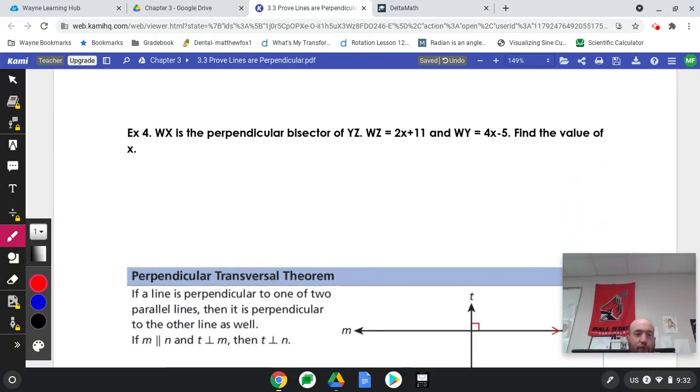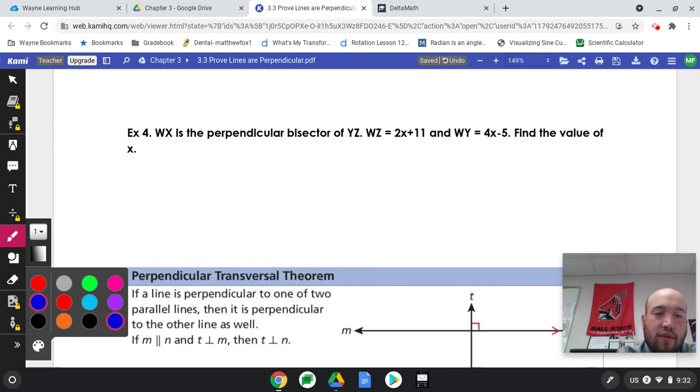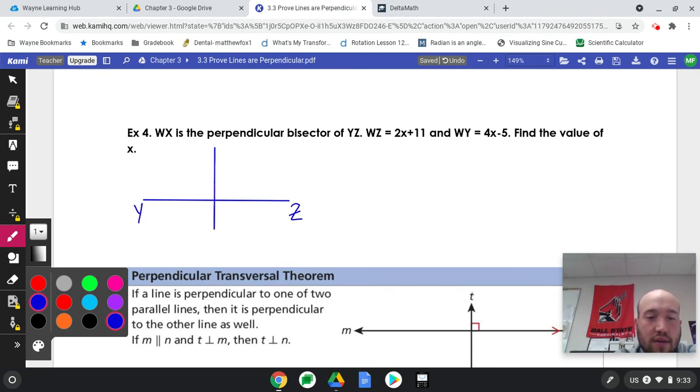All right, example 4, it says WX is the perpendicular bisector of YZ. Okay, so if WX is the perpendicular bisector of YZ, I'm going to draw this situation for us. So WX is the perpendicular bisector, here's YZ, and WX we know is the bisector. Now it tells us that WZ, so this distance, WZ, is 2x plus 11.